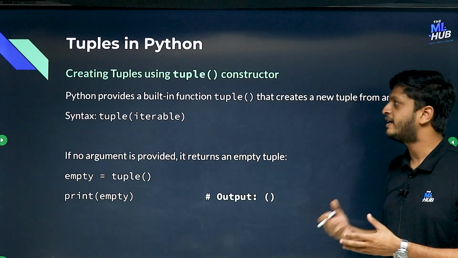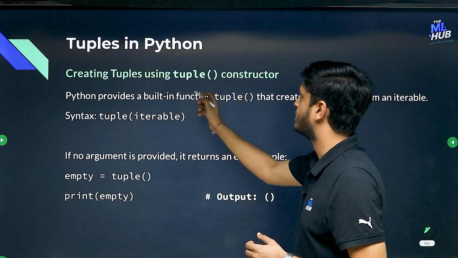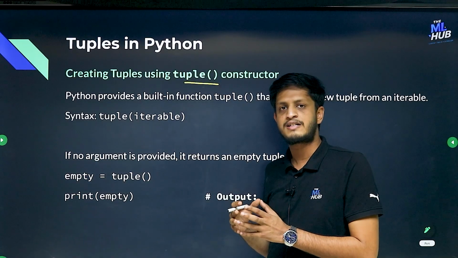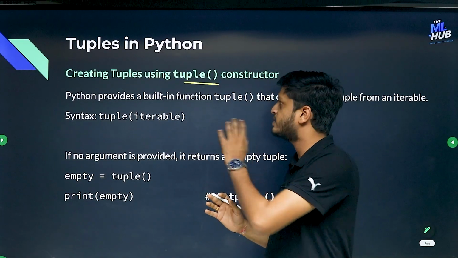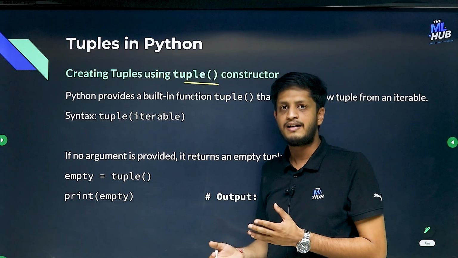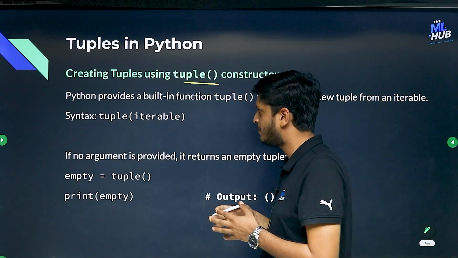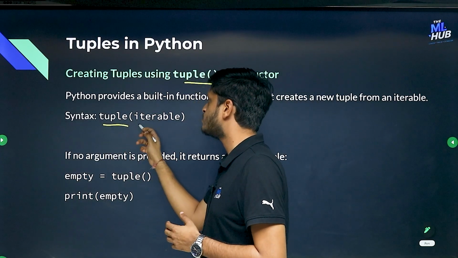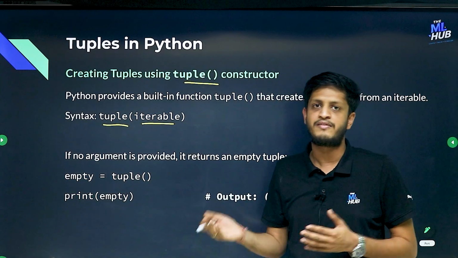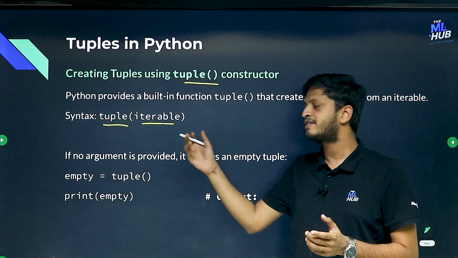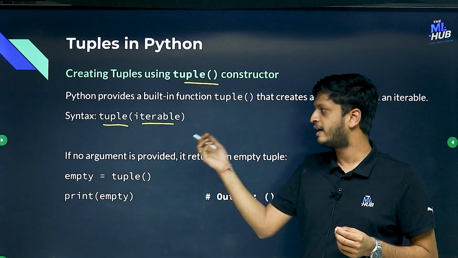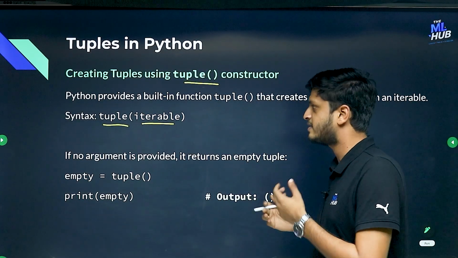Now the other way of creating tuples is using the tuple constructor. Since tuple is a class, tuple will be a constructor. For now we can just understand that tuple is a function. So using the tuple method, you can create a tuple in Python. So the syntax is you just write tuple and in the brackets you just give an iterable. Any iterable will be converted into a tuple. The same syntax we have seen for list as well. List and inside the brackets we can give an iterable, right? So the same syntax is there here as well.